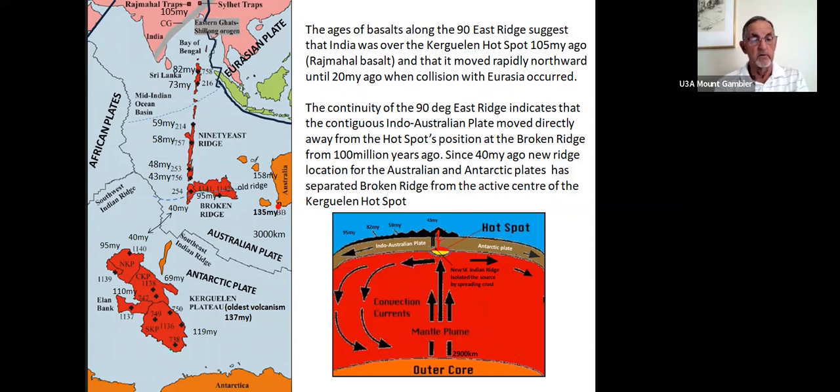Think about this, there's a real principle involved. And I'll just read it. The ages of basalt along the 90-degree east ridge suggest that India was over the Kerguelen hotspot 105 million years ago, because there's a basalt mass of that age in eastern India, and that it moved rapidly northward until about 20 million years ago, when collision with Eurasia occurred.